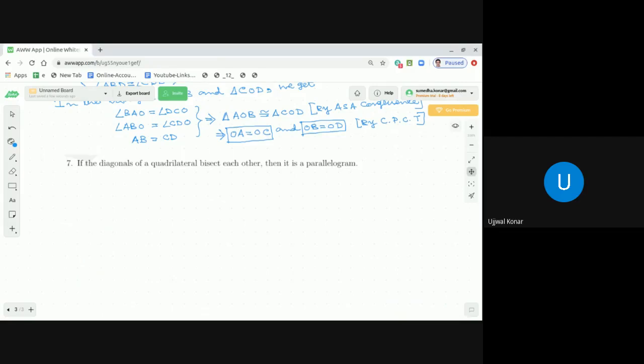And if you notice, dear students, this is just a converse of the previous property, right? In property number 6, whatever we discussed, this is a converse of that. In property number 6, we said the diagonals of a parallelogram bisect each other. And here we are going to discuss that if the diagonals of a quadrilateral bisect each other, then the quadrilateral is a parallelogram. So we are going to prove it, dear students, and let's see how.